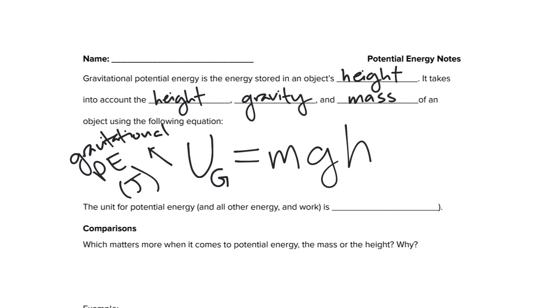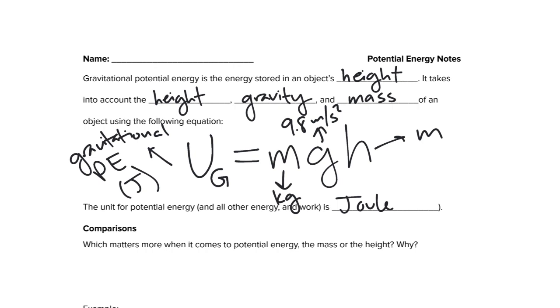So we're just going to take our three factors and multiply them together. Now, if you remember, mass is measured in kilograms, so when you see kilograms in a problem, you'll know it's referring to mass. Our gravity here on Earth is 9.8 meters per second squared. No negative is needed here. It's just a constant number, 9.8. And then height is measured in meters. And once again, down here it says the unit for potential energy and all other energy and work is the joule, which is this capital J over here.